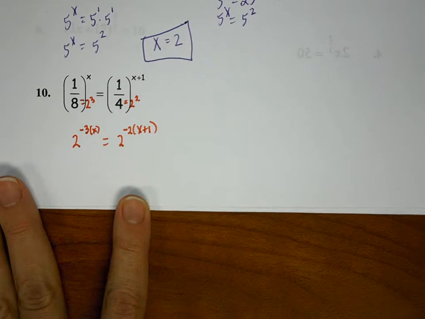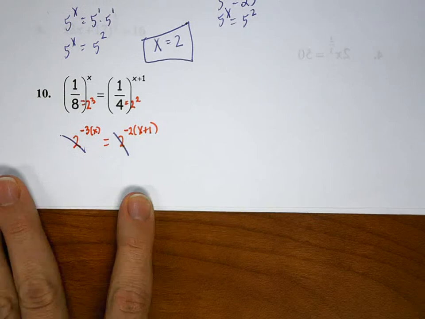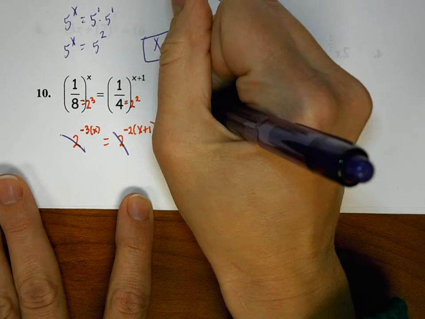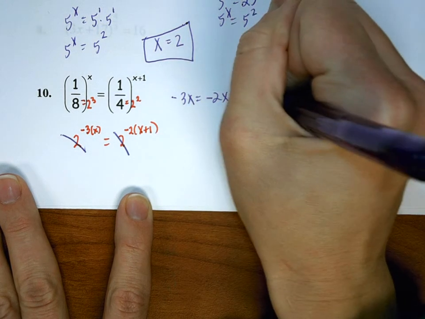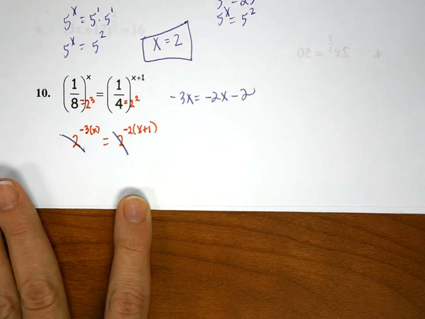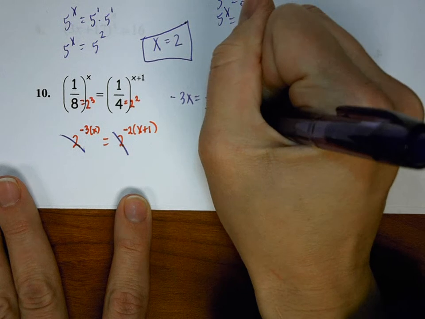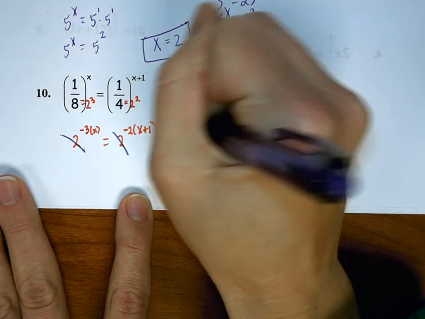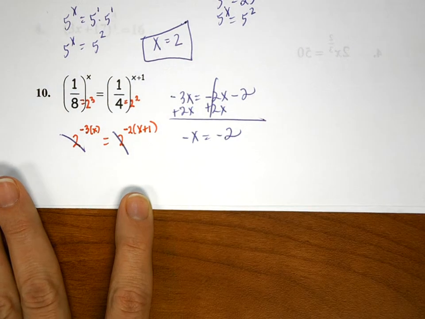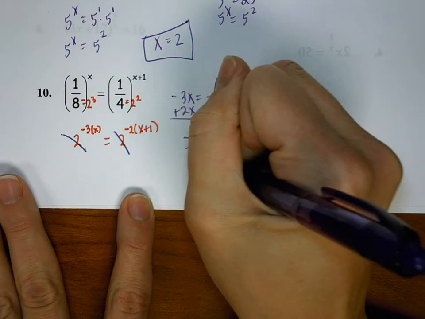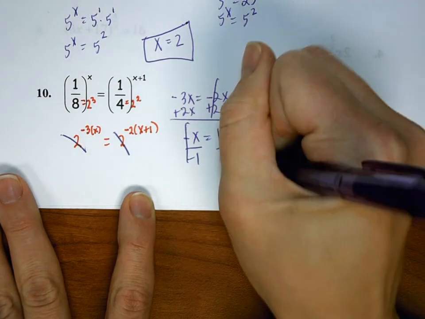Then we can drop the bases. We get negative 3x equals negative 2x minus 2. We add 2x to both sides. Negative x equals negative 2. And lastly, divide by negative 1. Those of you that didn't get it, do you see where you made your mistake?